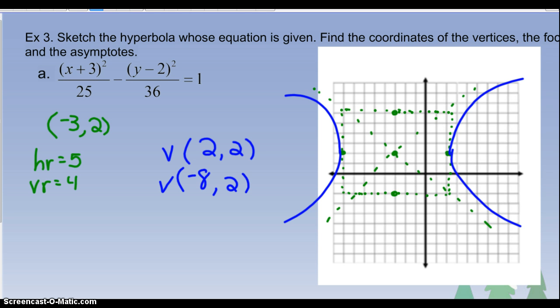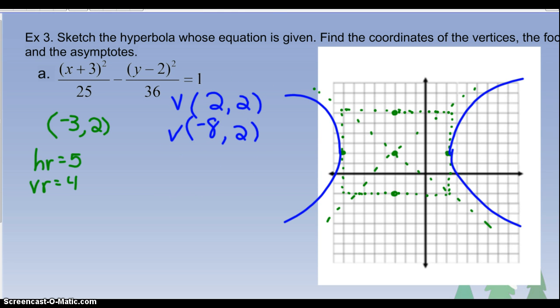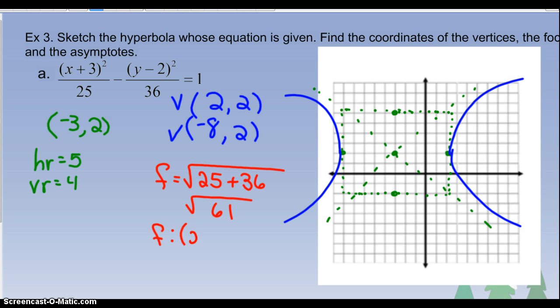Okay, and then we need to do the foci. So foci, let me just slide this and this so I have no room. We're going to have 25 plus 36 underneath the radical. 25 plus 36 is 61. So then my foci, I have 2 plus radical 61, 2, and negative 8 minus radical 61, 2.